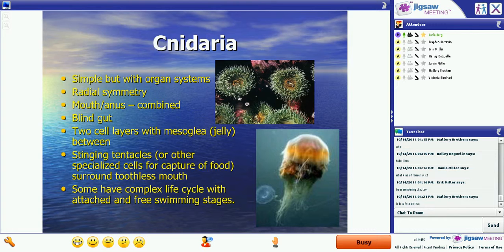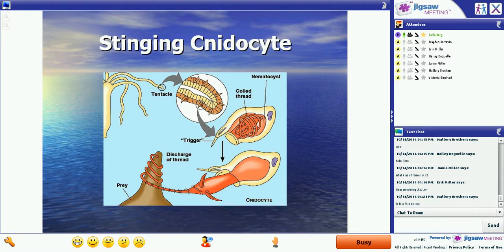to help collect food. So let's take a look at some of these stinging tentacles and how they actually work. If you've ever been stung by a jellyfish before, you know that it hurts, and it's not something that you would like to happen again. But this is what actually happens. We're going to start by looking over on the left-hand side, up at the top. You have the tentacles coming off either the anemone or the jellyfish.